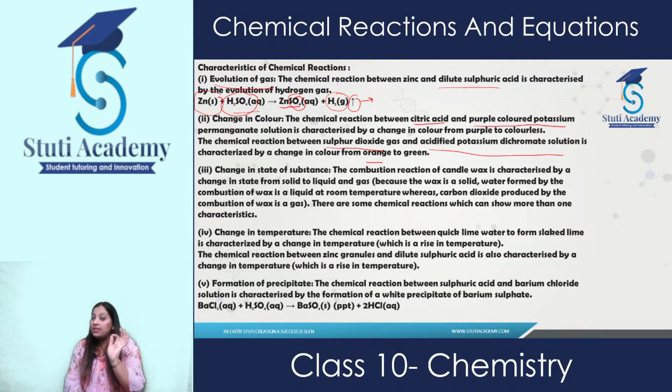Sometimes there is a change in color in physical changes also. But the difference is that when any physical change occurs, it does not result in the formation of a new substance. So in this manner, physical changes are different from chemical changes. Here I am discussing chemical changes, and in a chemical change, as you can see, some new substance is produced every time.